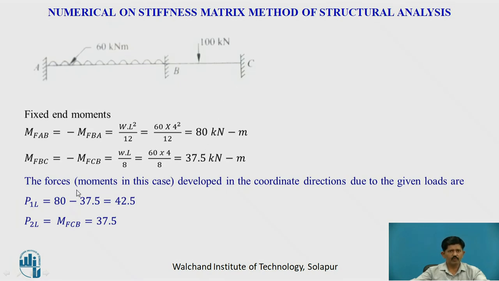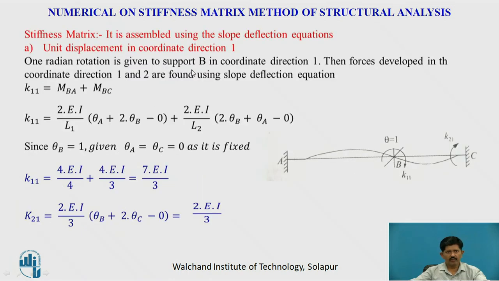The forces, that is moment in this case, developed in the coordinate direction due to the given loads are: the moment here is 80 kilonewton meter, clockwise, and for span BC 37.5 is anti-clockwise. So the load at joint B is 80 minus 37.5, that is 42.5, and at C it will be 37.5. Now we will assemble a slope deflection equation by giving unit displacement in the coordinate direction 1.